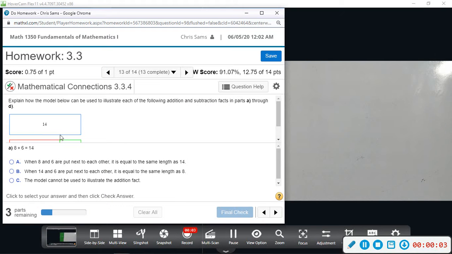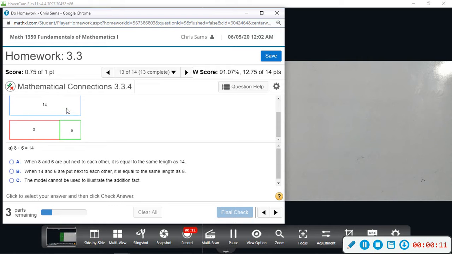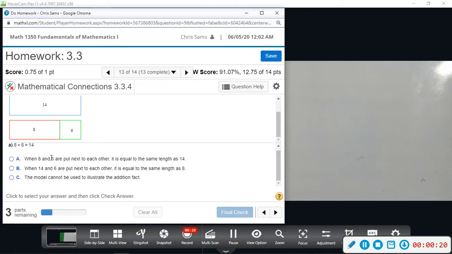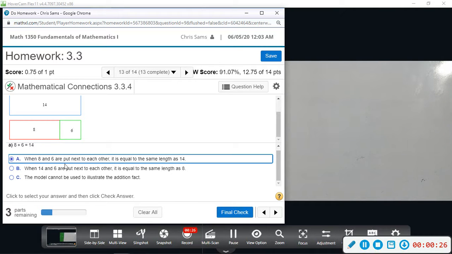Okay, number 13, it says we're going to use this model to illustrate the following addition and subtraction parts from A through D. So we have 14, and then we have a length of 8 and 6. So the model we see is 8 plus 6 equals 14. So A says when 8 and 6 are put next to each other, it's equal to the same length as 14, and that represents that model. So we're going to say yes.